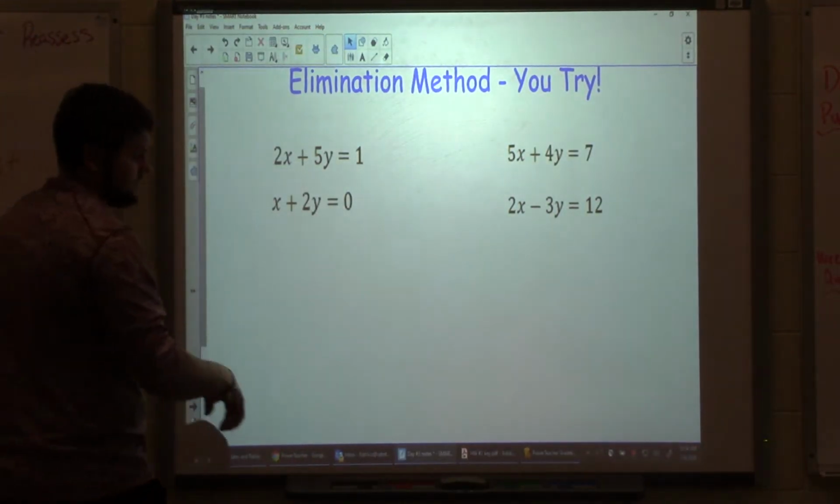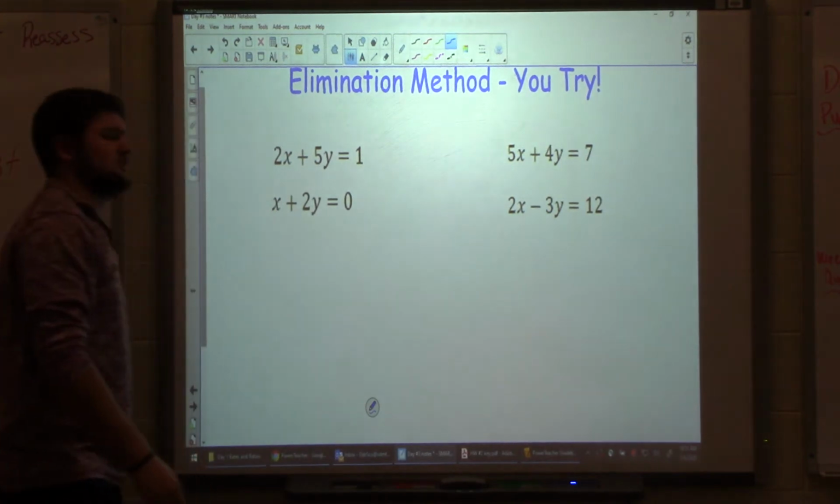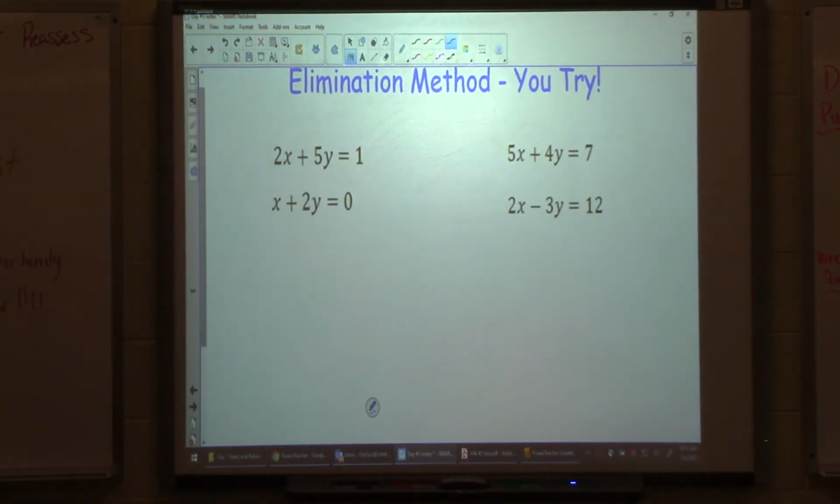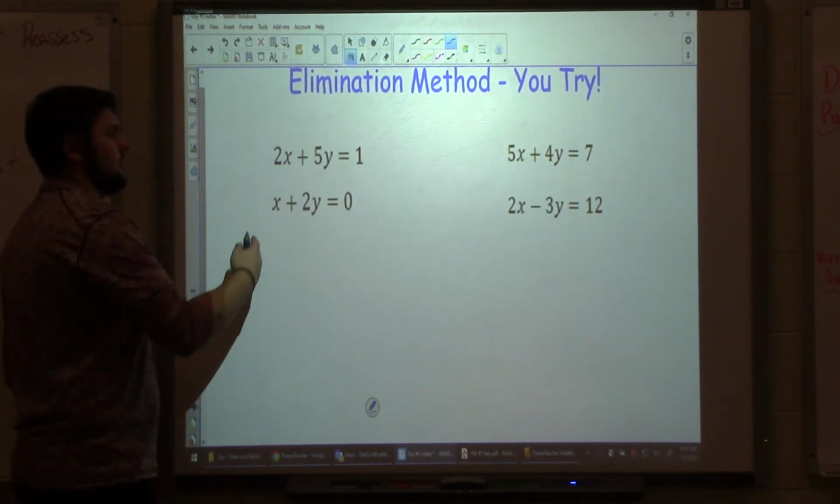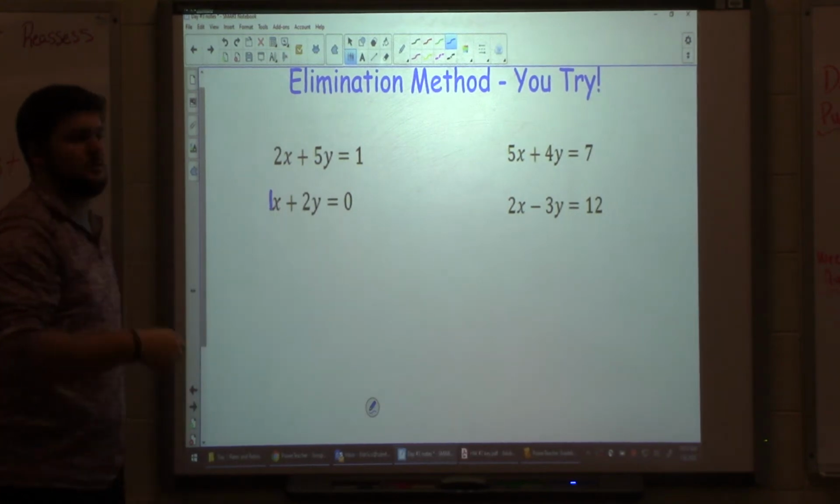2x plus 5y equals 1. X plus 2y equals 0. Think about it for a second. Are they both in standard form? X and y on the same side? Yes. Do I have opposite coefficients already? No, I need to make them. The easiest way to go about it, I think, would be to deal with x, with 2 and 1.